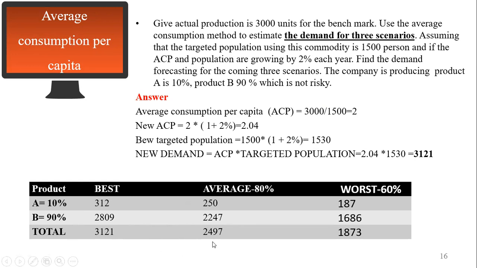But what happens if it is the average scenario? I have this full capacity, but only 2,497 has been sold, 10% for product A and 90% for product B. If it is the worst case, which means that only 60% of the 3,121 has been sold, then I have an excess of the product. What will be the scenario in this case for the profitability and for the profit ratios? Is it going to be profitable or not?